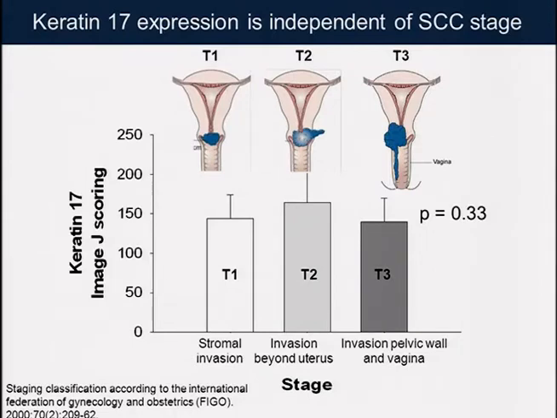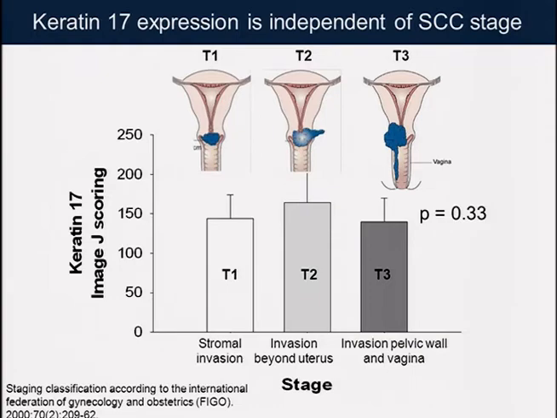And we know that prognosis can be different among stages of a cancer. So what we did, we took our 80 patients of cervical cancer and we divided them by stages. Here you have them represented in these cartoons. And when we compared the different stages, if they had different expression of keratin 17, we were unable to find a statistically significant difference among the stages.